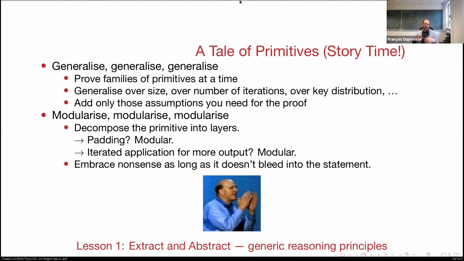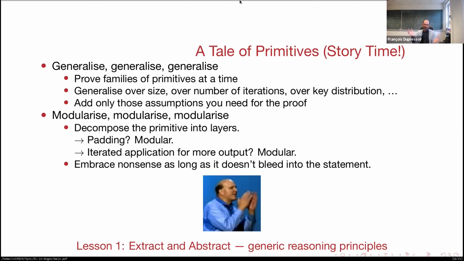So both of those examples are taken from the SHA-3 proof, where padding on the input is actually a massive distraction from building that graph, which doesn't actually look at the padding at all. And then the iterated application for more output, it's also from the SHA-3 proof, where the core construction is just producing one chunk of output.